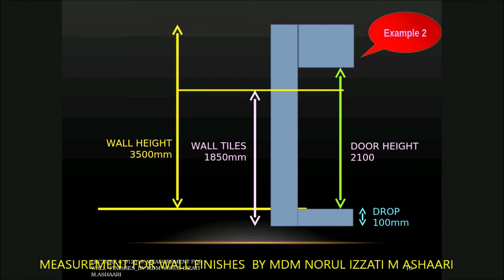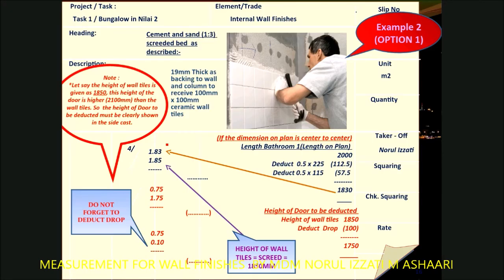In the second example, the wall tiles are below the door height. What I would like you to be careful about in this example is that you need to show the deduction of the door until this point. Let's say we are measuring the wall tiles plus the screed. When you deduct the door height, you need to follow the door height that is attached to the wall tiles.